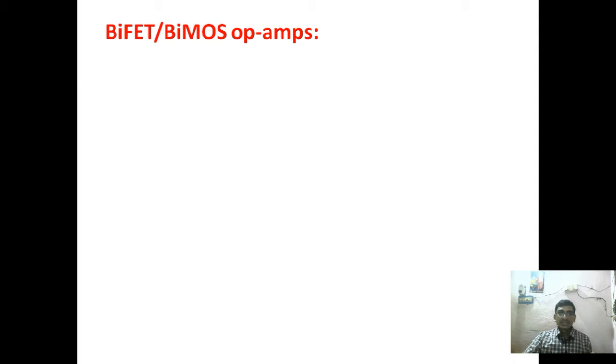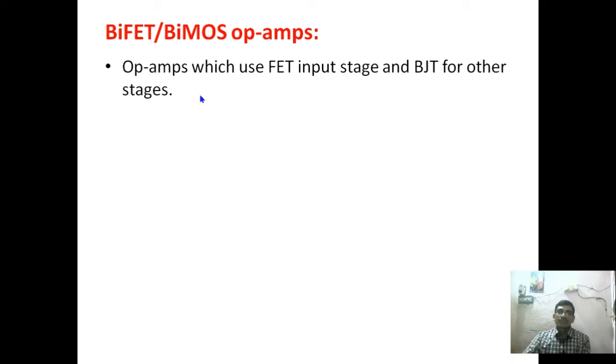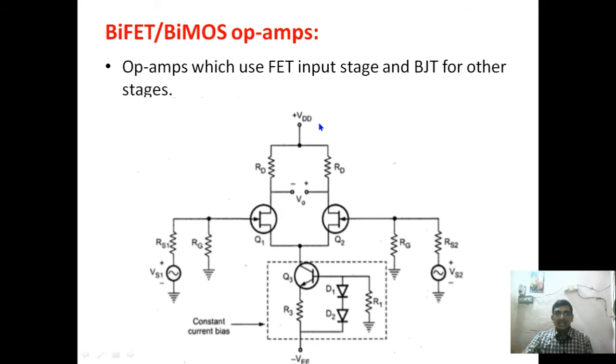Then next we will see the op amps using FETs or MOSFETs. Op amp using FET or BiMOS uses the FET in the input stage and the BJT for the other stages. So this JFET op amp uses JFETs at the input stage, and all remaining stages use BJTs only. So this is the JFET differential amplifier.